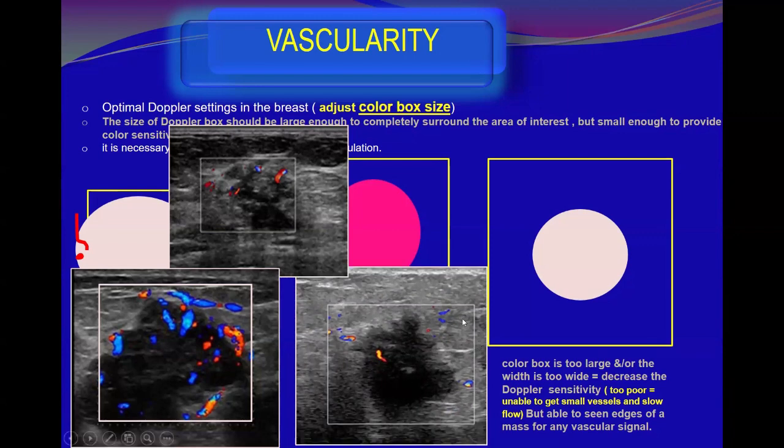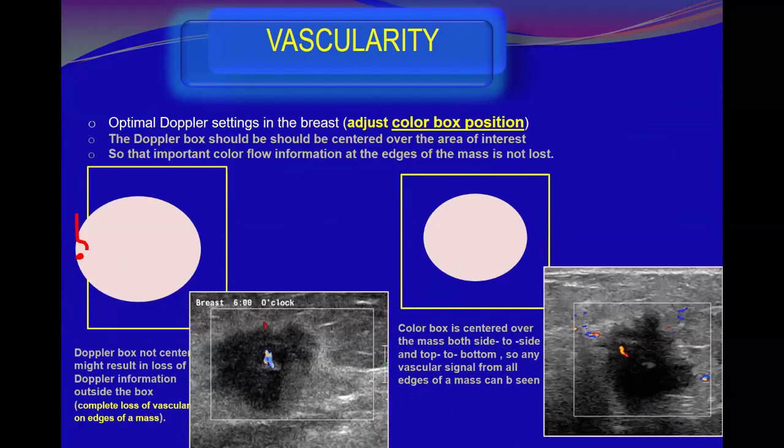While this is an optimum one covering the whole lesion, and demonstrating all information related to the vascularity of the lesion. Also, we have to adjust the color box position, not only the size and its position. We should not angulate it, or push it to one side like this one. Here, this is a big one, but it is pushed, you see, here it is larger than that size. It's supposed to be the area of interest within the center of the color box, as in such example.